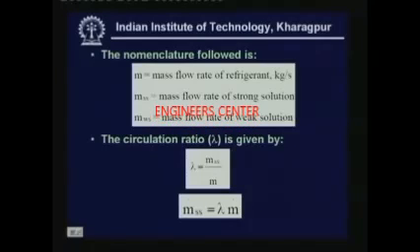And here we define another parameter called circulation ratio lambda, and this circulation ratio is defined as the ratio of mass flow rate of strong solution to the mass flow rate of refrigerant. Lambda is equal to M dot SS divided by M dot. That means the mass flow rate of strong solution is simply equal to a product of circulation ratio into mass flow rate of refrigerant.